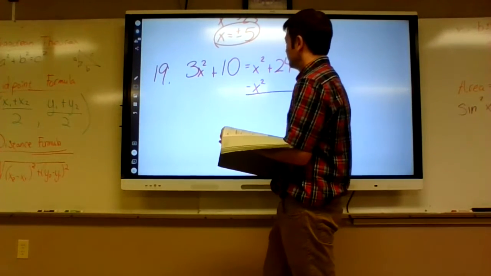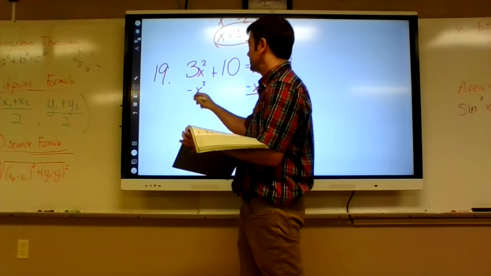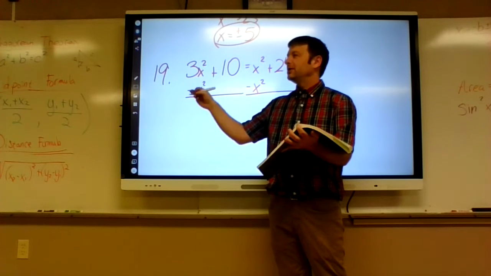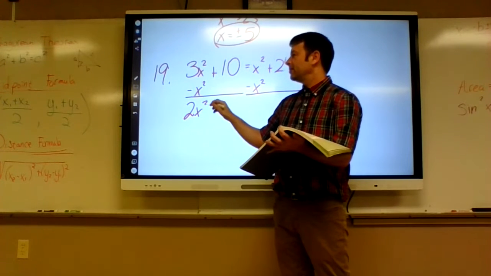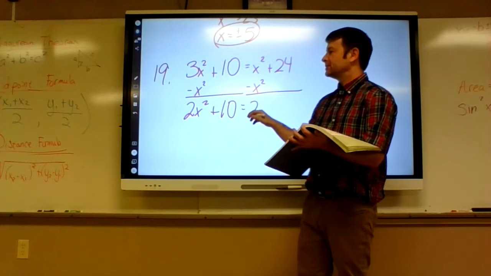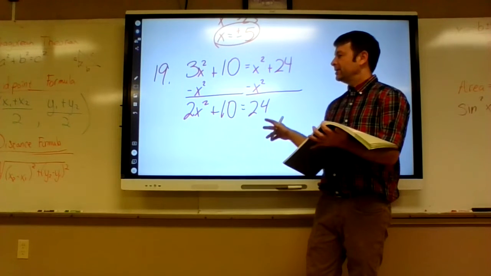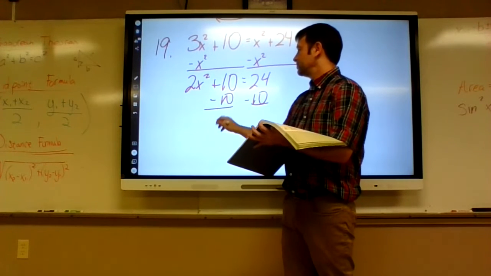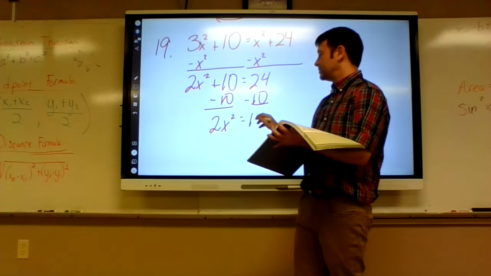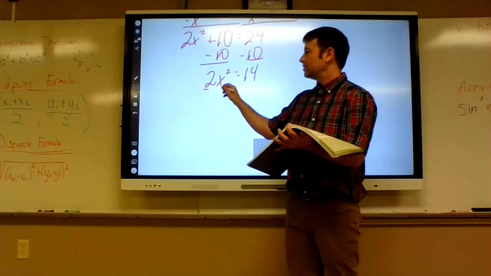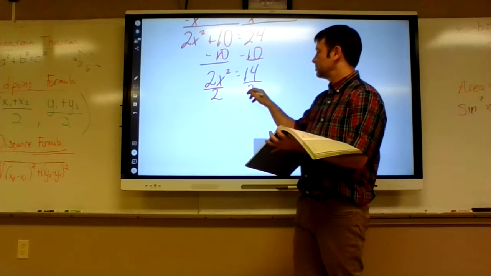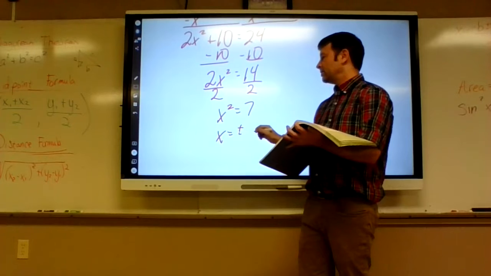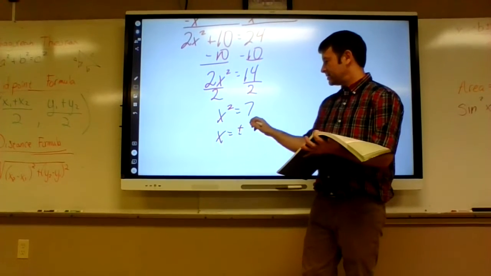2x squared plus 10, girls. Hush. Minus 10, minus 10. That's 14. 2x squared equals 14. Now what? Divide by 2. x squared equals 7. Plus or minus 7. Nope. Square root of 7.